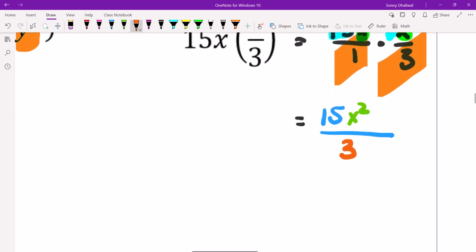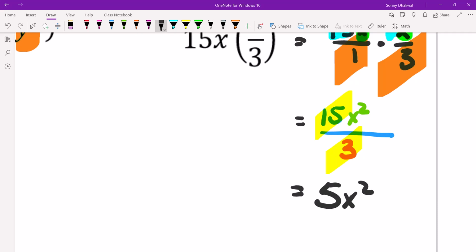All right. So, now, the thing is, at the end, we need to check if we can simplify this. So we have a number on the top and a number on the bottom. 15 over 3. Can that be made smaller? Yes. Just a 5. 3 fits into 15 5 times. So 5x squared. That is your answer.